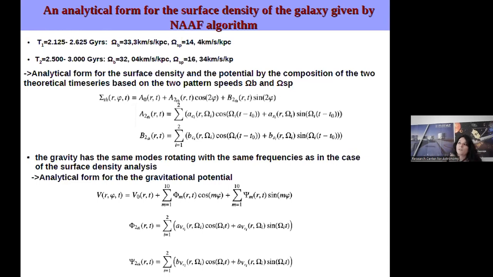And this analytical form is also constructed by the two modes, the spiral arms and the bar, rotating with two different pattern speeds. The same research on the gravity also revealed that the gravity has the same modes, rotating with exactly the same frequencies, pattern speeds, as in the surface density analysis. We also conducted Fourier analysis, applied the NAFF algorithm, and constructed an analytical form for the gravitational potential.